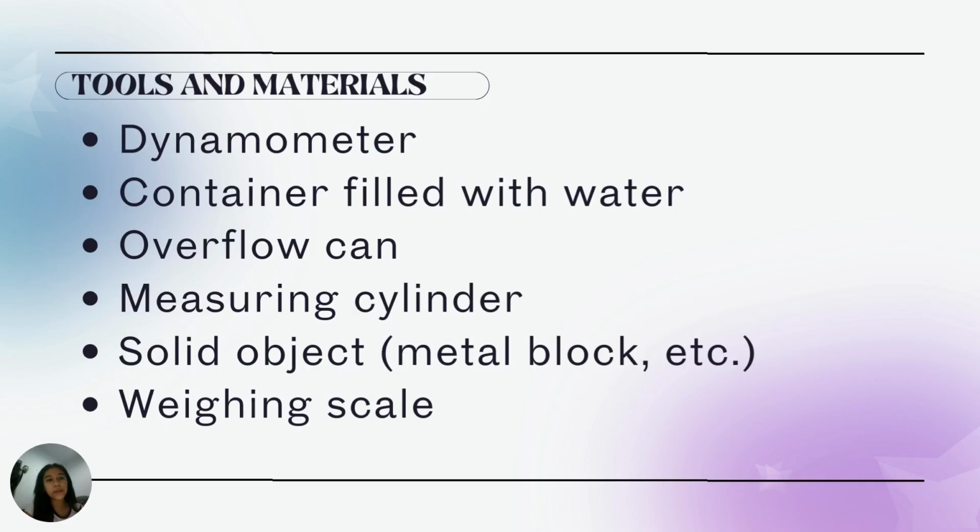Now we will talk about tools and materials. First is a dynamometer, a container filled with water, an overflow can, a measuring cylinder, a solid object, and a weight scale.